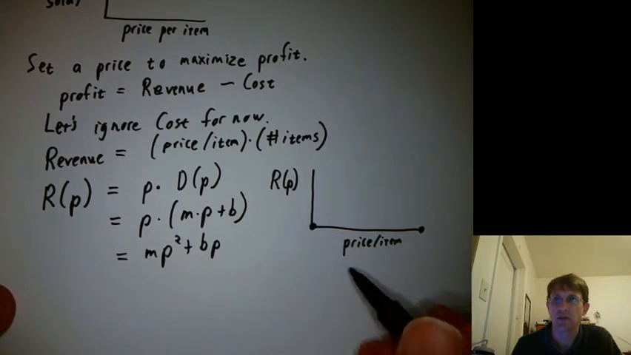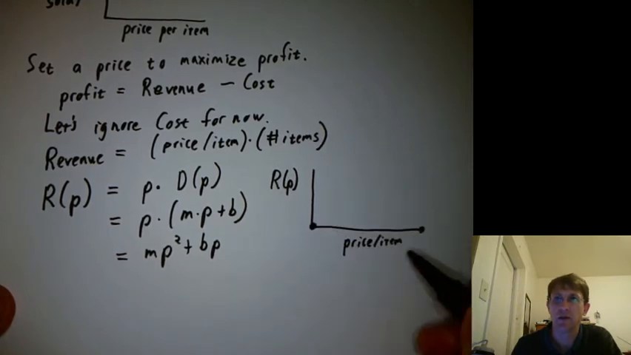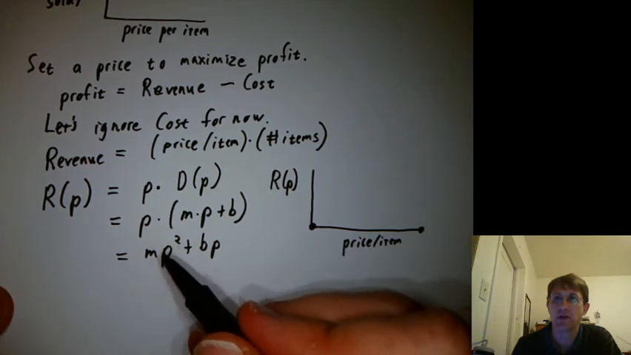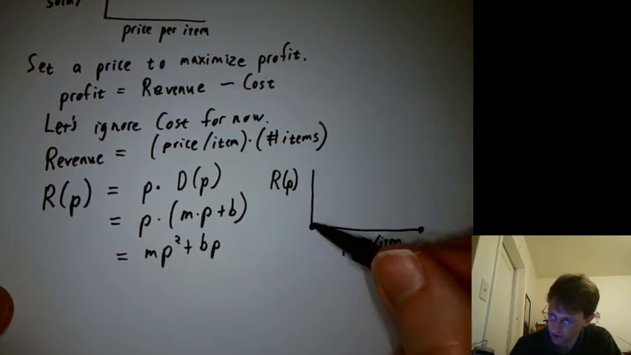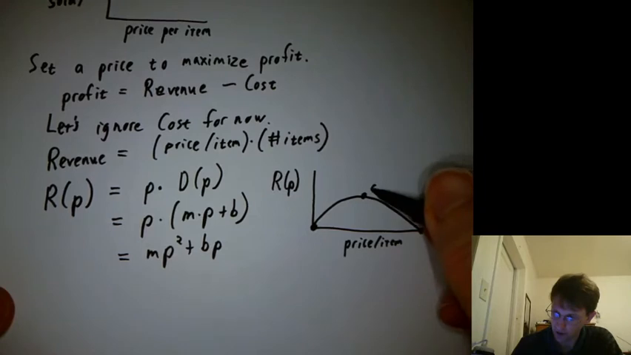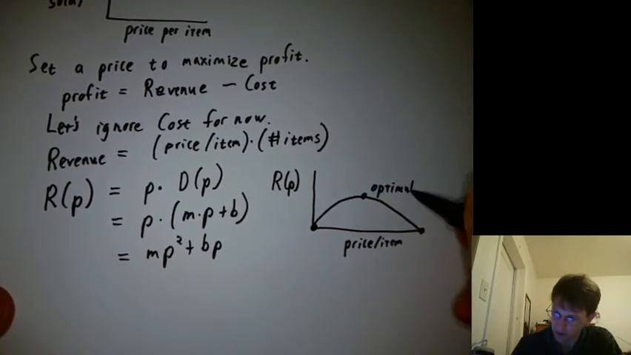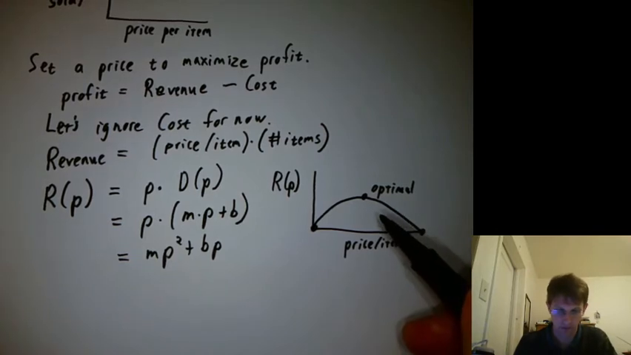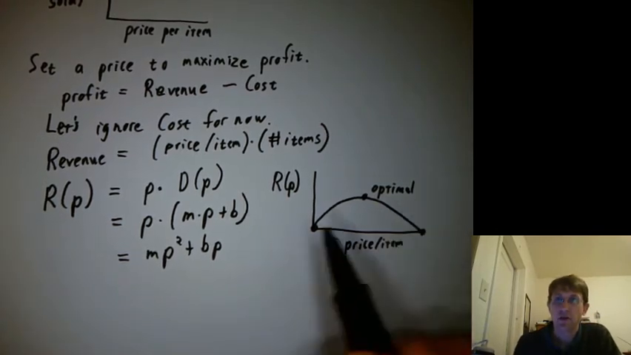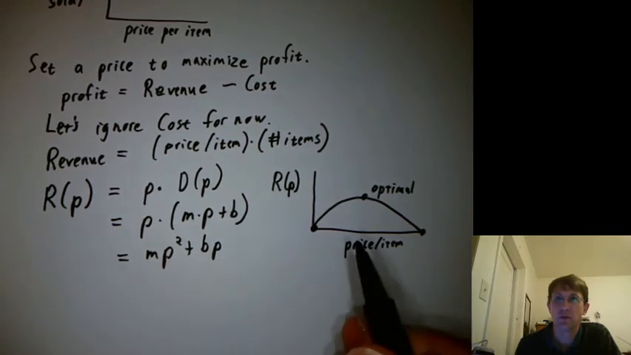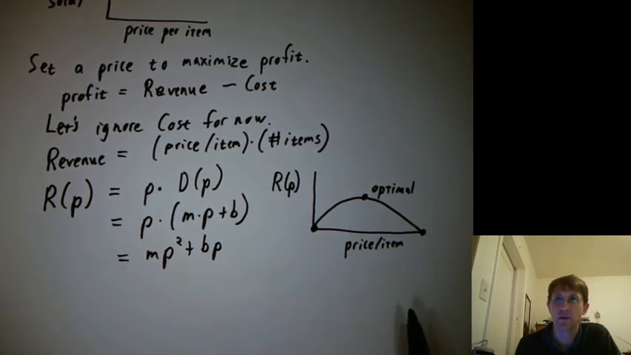Is it going to be a smiley parabola like that going through those 2 points? Well, remember m, the slope, is negative, so I've got a negative attached to the p squared here. So I'm actually going to get a parabola kind of like that. And I want to choose that point because that optimizes my total revenue. That gives me the maximum revenue. So go ahead and do calculus here to find what value of price maximizes total revenue.